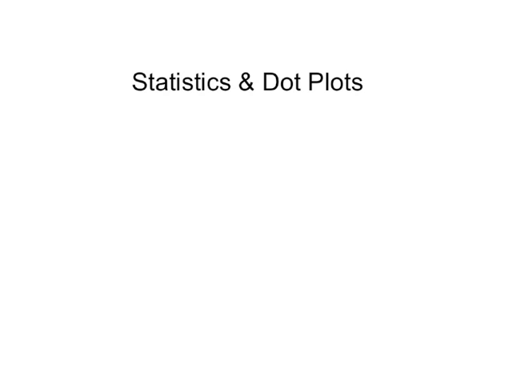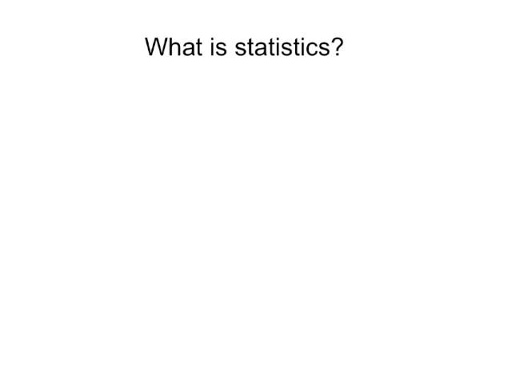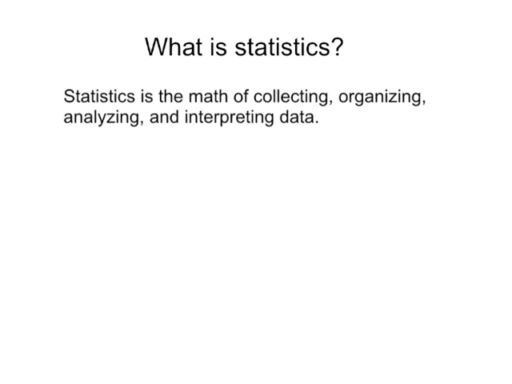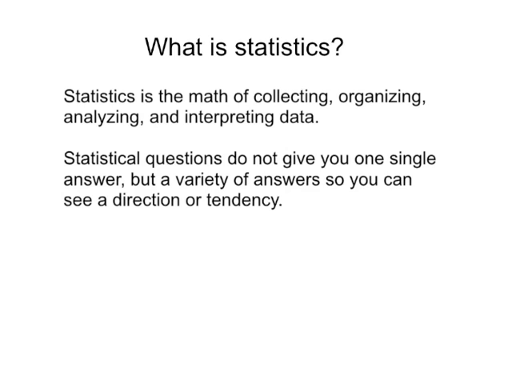Statistics and dot plots. What is statistics? Statistics is the science, the math of collecting, organizing, analyzing, and interpreting data. We use it to find answers to things that don't have one single answer. To do this, we use statistical questions. Statistical questions do not give you one single answer most of the time, but they give you a variety of answers so you can see a direction or a tendency in the data.